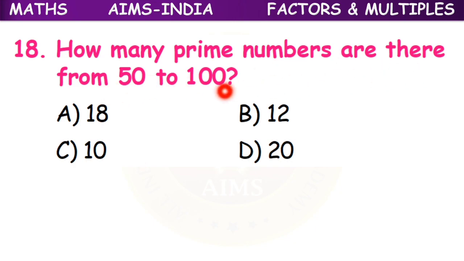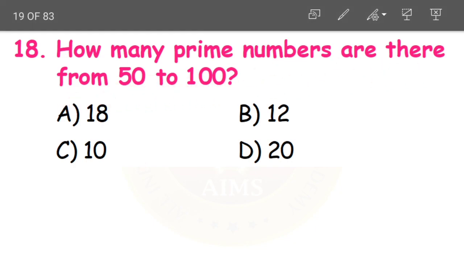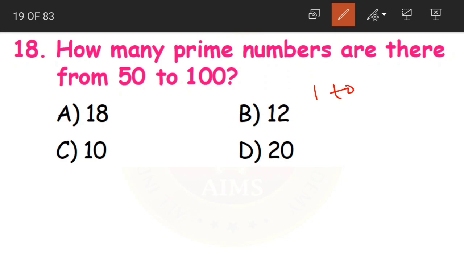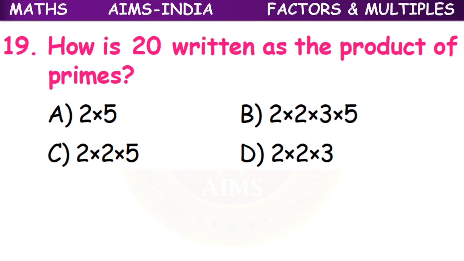Next one. How many prime numbers are there from 50? So from 1 to 100 we have 25 prime numbers, children, and from 50 to 100 we have only 10 prime numbers. So option C becomes our correct answer.